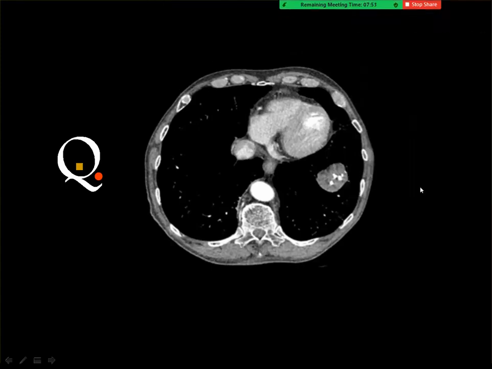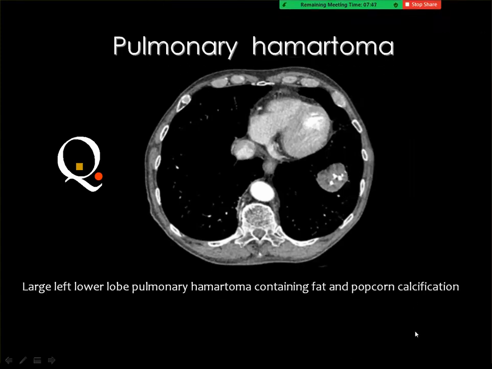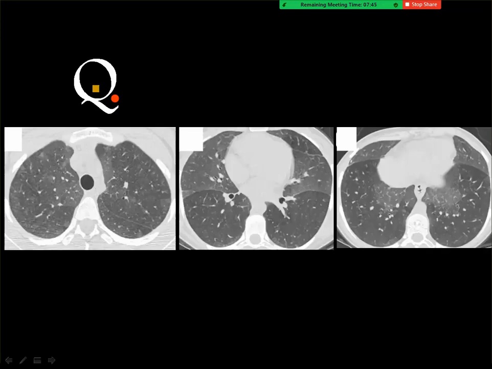Yes, and this is hamartoma, smooth margin, popcorn calcification, diagnostic of pulmonary hamartoma. Next case.